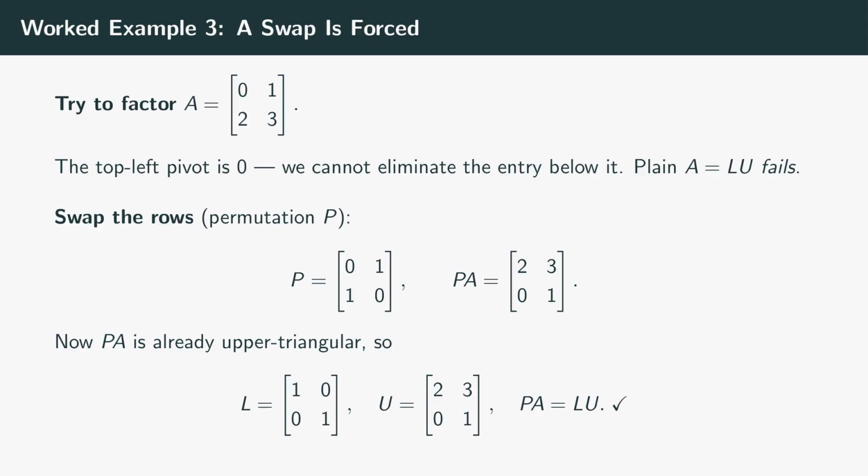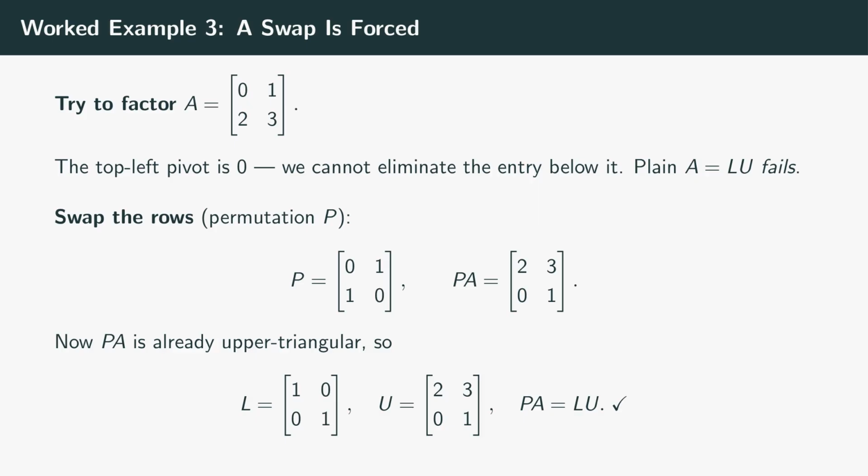Here is the case that breaks the plain factorization, and the fix in action. Try to factor the matrix with first row 0, 1, and second row 2, 3. The pivot in the top left corner is 0. We are stuck immediately. There is no multiplier that clears the entry below a 0 pivot, because you would have to divide by 0. So A equals L times U simply fails for this matrix.